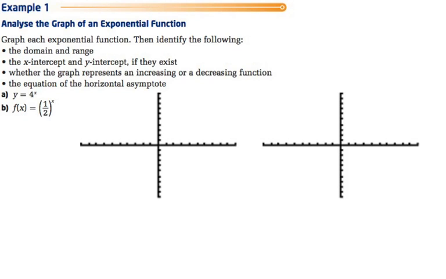So here we have two different exponential functions, 4 to the x and 1/2 to the x, and 4 different things that we need to find for each one. What we know about an exponential function for the graph is that it always goes through (0, 1) and (1, c). So A will go through (0, 1) and (1, 4).